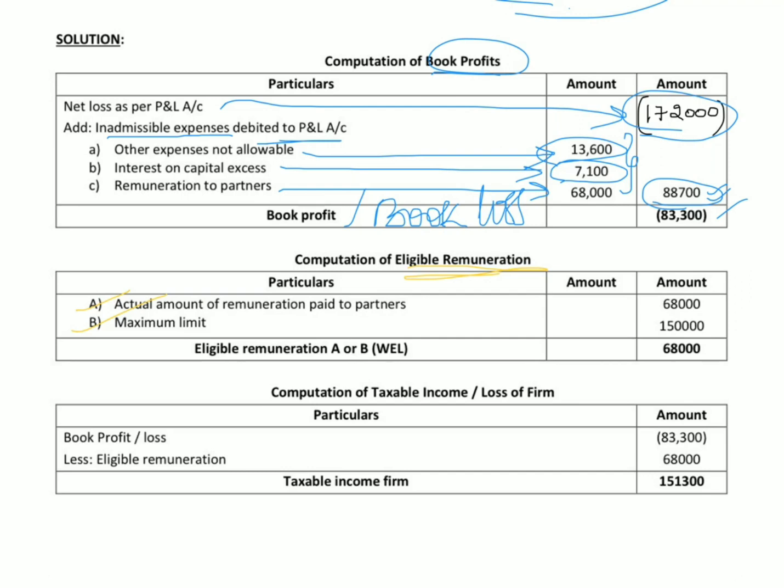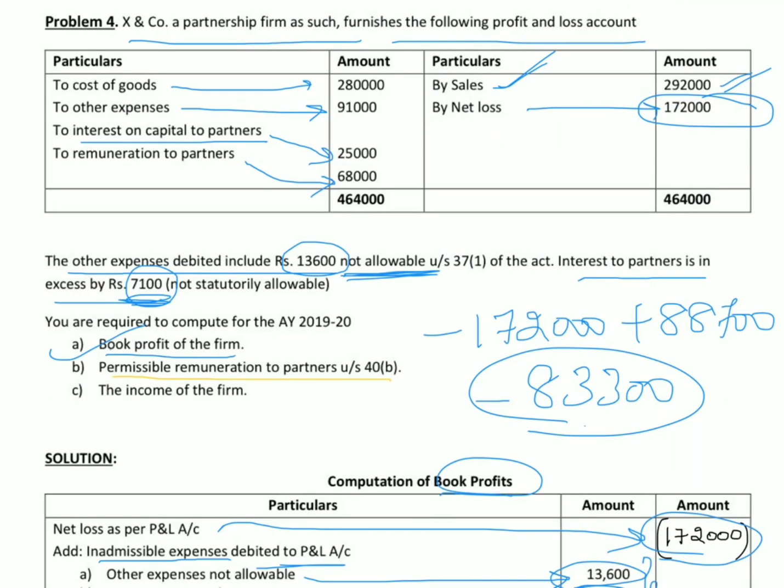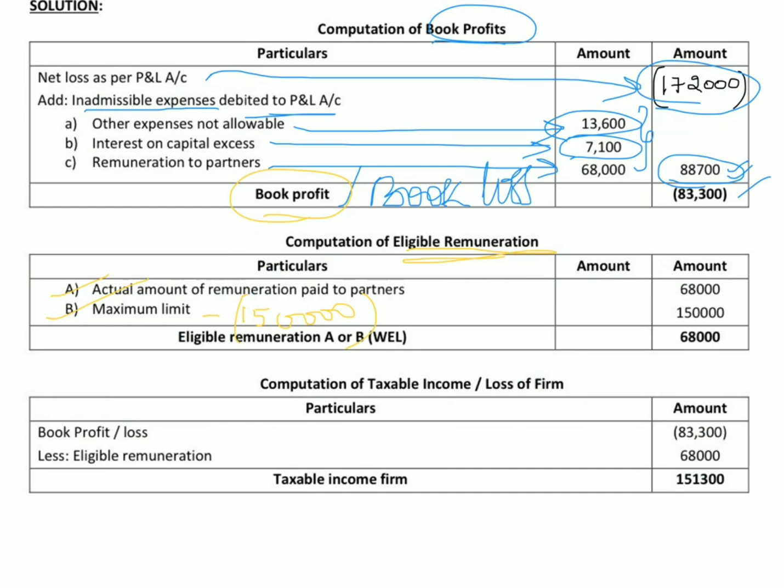Now whenever we have a negative balance, that is negative book profit or book loss, your maximum limit will always be 1,50,000. I repeat the point, whenever we have negative book profit, the maximum limit will always be 1,50,000. The actual amount of remuneration to partners is 68,000, so we have considered 68,000 here. As we already know, 1,50,000 is our standard limit if we have negative book profit or book loss, and that is what we have taken here.